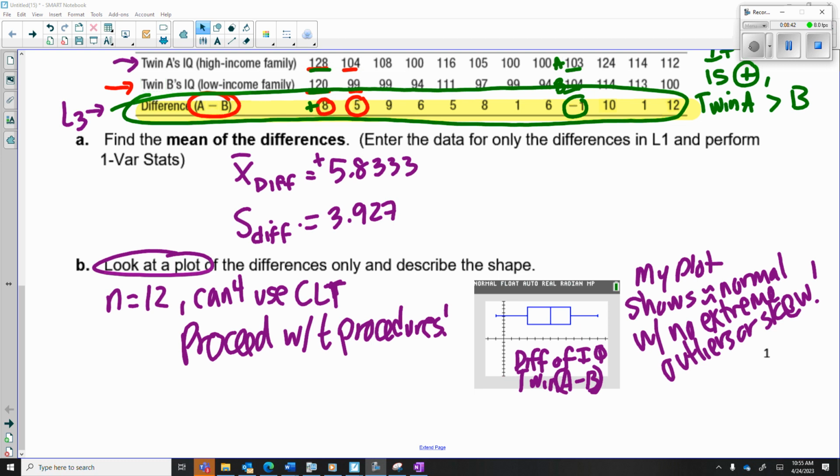We can't use the central limit theorem. We plot the data because it's approximately normal with no extreme outliers or skewness. I can proceed with T procedures, and I labeled this plot the differences of the IQs twin A minus twin B.